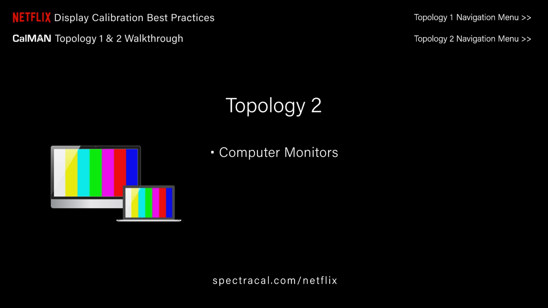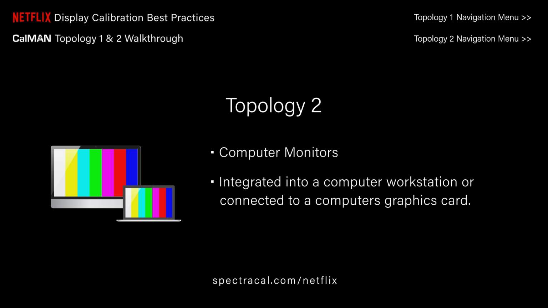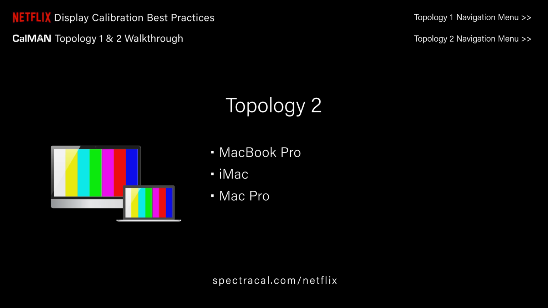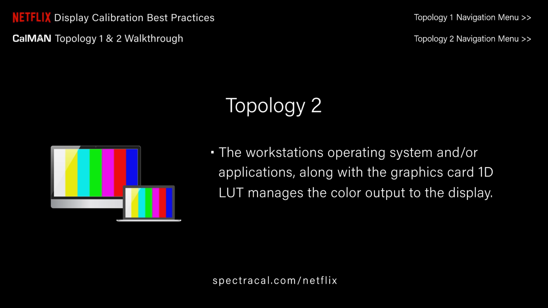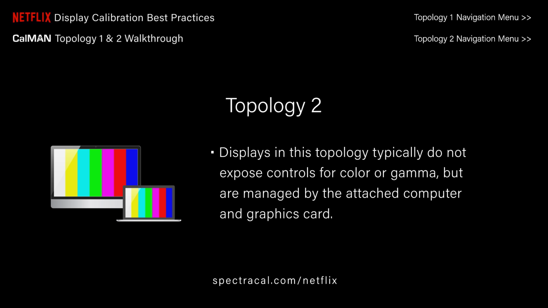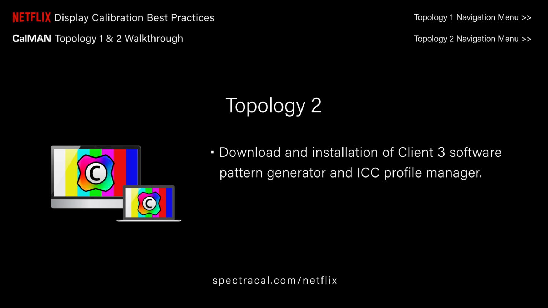Topology 2. This applies to computer monitors, either integrated into a computer workstation or connected to a computer's graphics card. For example, a MacBook Pro, iMac, Mac Pro, Windows PC, etc. The workstation's operating system and/or applications, along with the graphics card 1D LUT, manages the color output of the display. Displays in this topology typically do not expose controls for color or gamma, but are managed by the attached computer and graphics card. This topology requires the download and installation of the Calman Client 3 software, which generates the patterns and manages the ICC profiles. This client software will run on Windows or Mac.